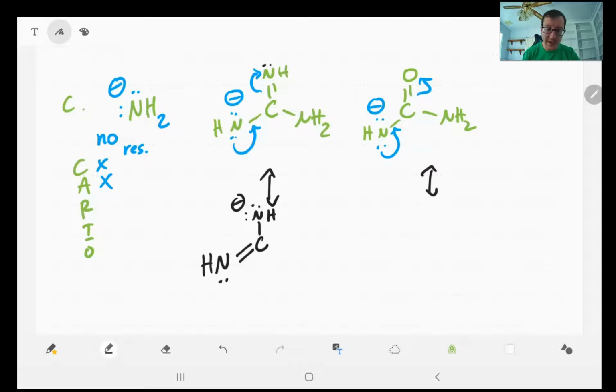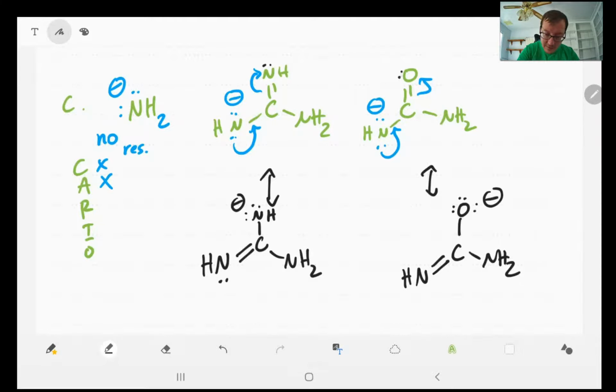So this nitrogen had one lone pair. We've now given it a second one, so now it has the negative charge. And if we look at the next one here, we have now moved our negative charge onto the oxygen. So oxygen had two lone pairs to begin with. We've now given it a third one by moving those electrons around. And so now we're going to look at these.